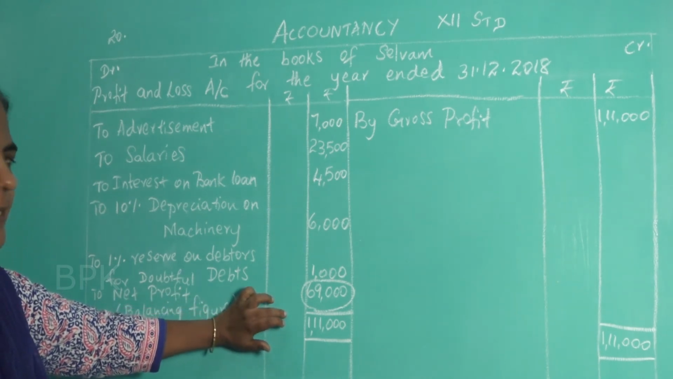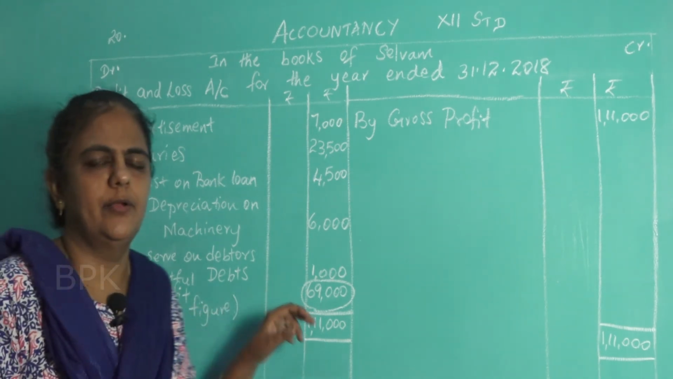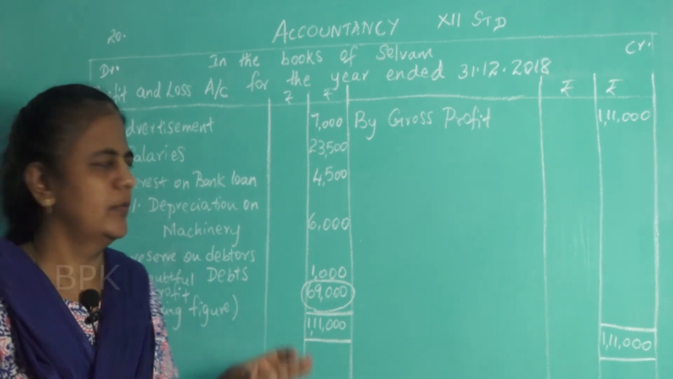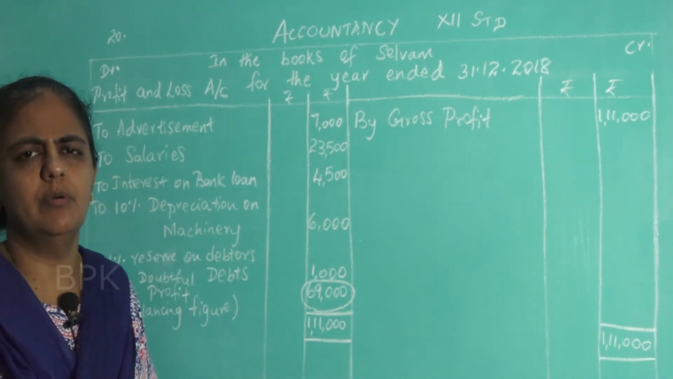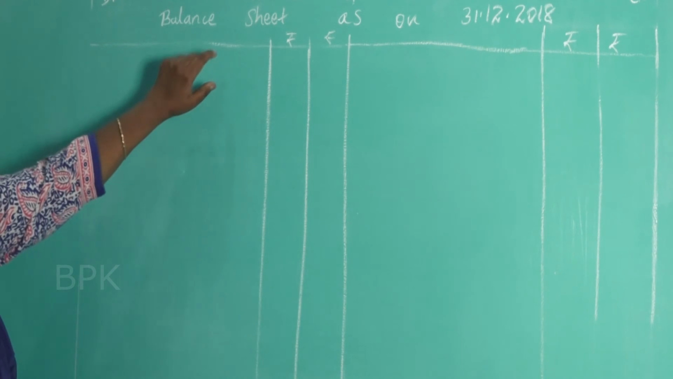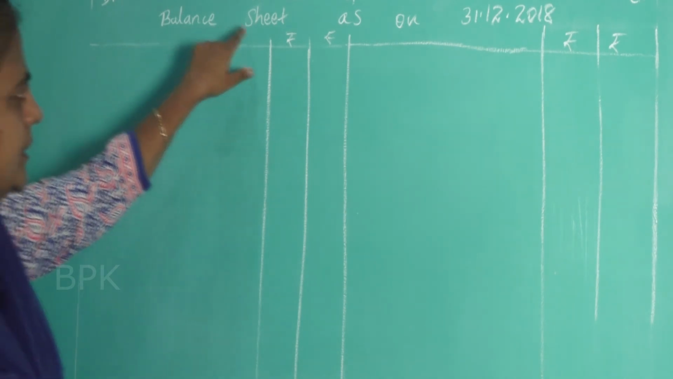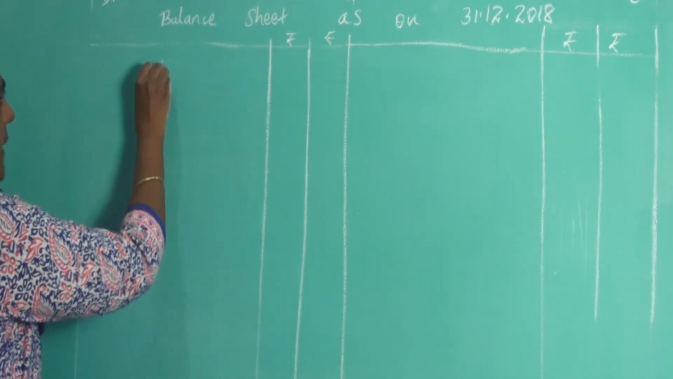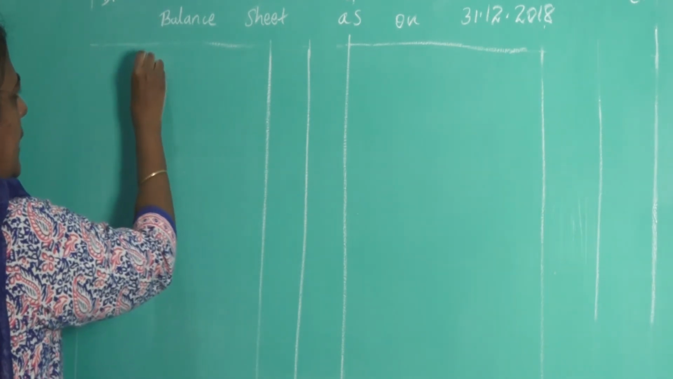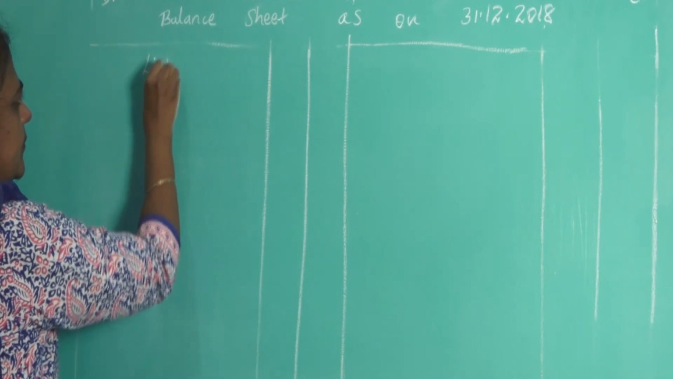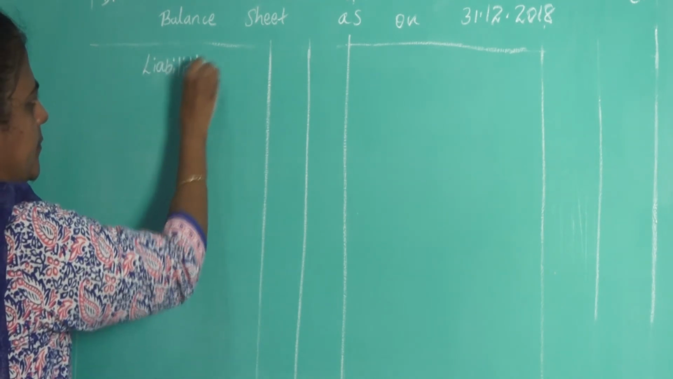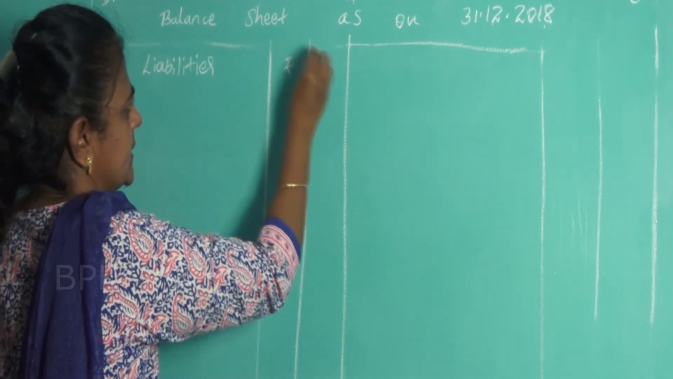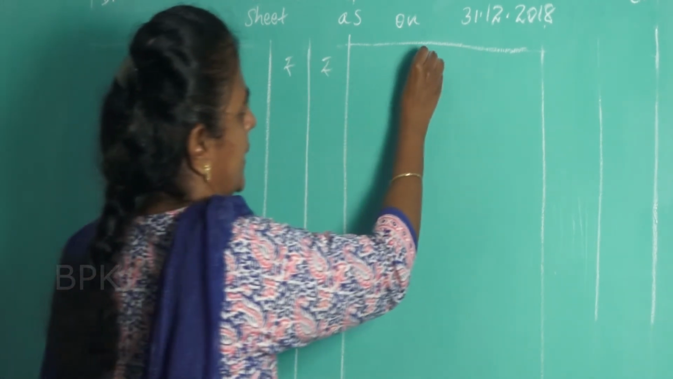Now what is asked next? Finally what you have to prepare? You have to prepare the balance sheet. Okay. So next we will move to balance sheet. Balance sheet as on 31/12/2018. Then write liabilities, rupees, then assets.